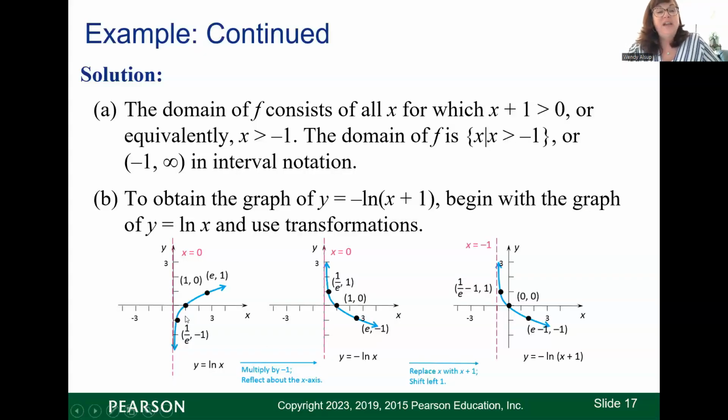All right, and if you were going to graph it, you start off with your basic e function, flip it across the x-axis, and move it left 1. And you can see here by this third one that our domain starts from negative 1 to infinity.